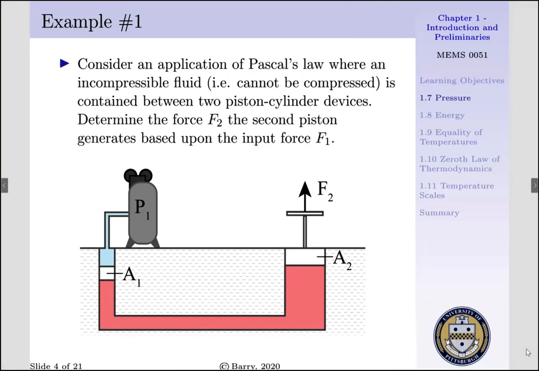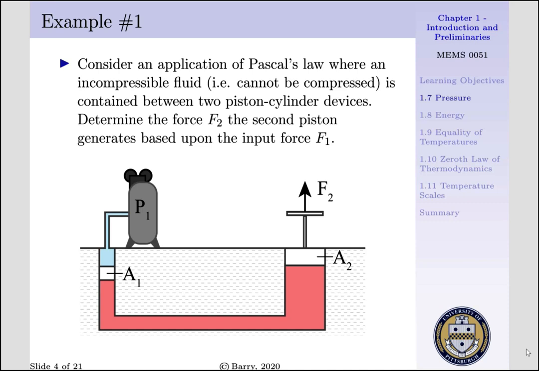Now let us look at an application of Pascal's law, where we have an incompressible fluid, i.e. a hydraulic fluid that's constrained between two piston cylinder devices. Our hydraulic fluid is indicated by red in the diagram below. An incompressible fluid means its density does not change with respect to a change of pressure. That is, if we increase the pressure, our density is going to remain constant.